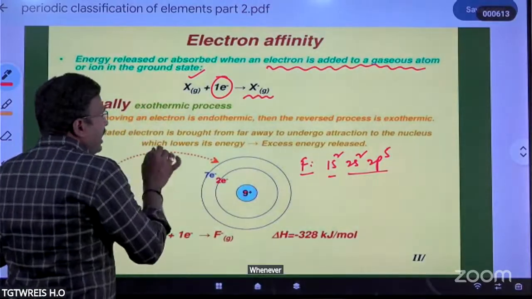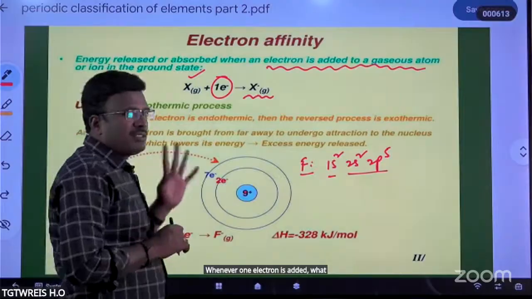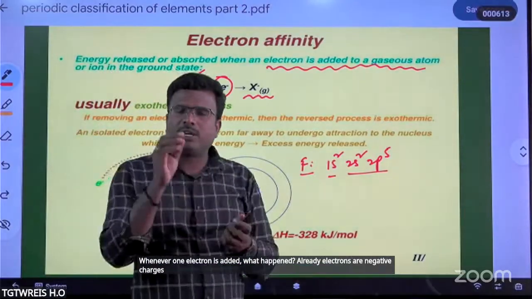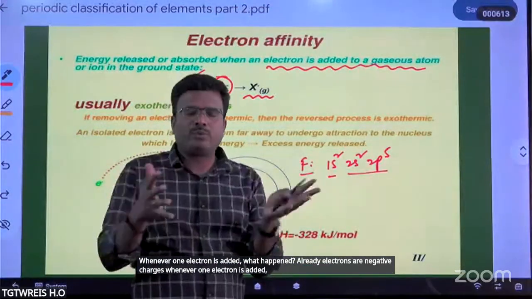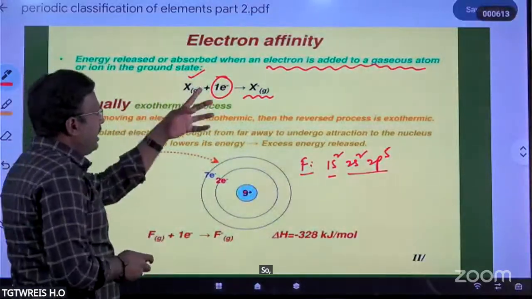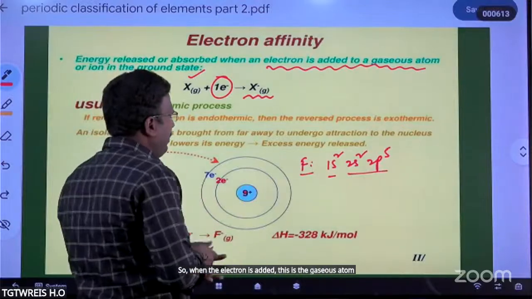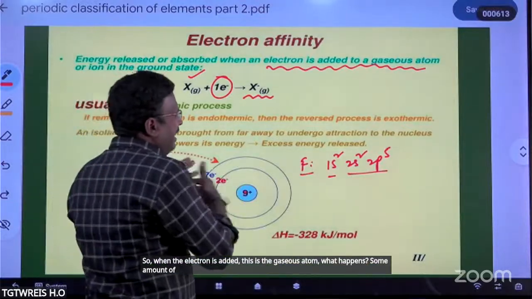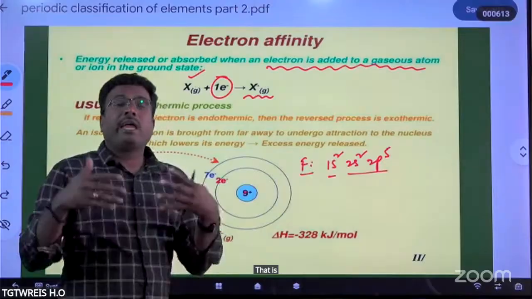Whenever one electron is added, what happens? Already the electrons are negative charges. Whenever one electron is added, the electron is also negative, so that is the repulsion. So when the electron is added to the gaseous atom, what happens? Some amount of energy will be released. That is called an exothermic reaction.